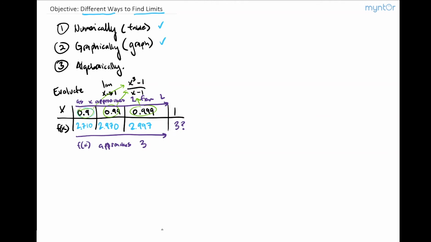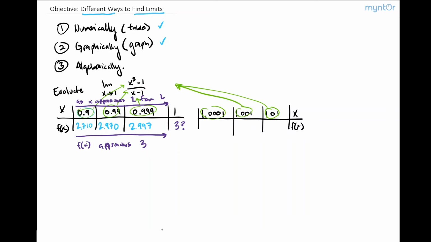And then we'll do the same thing for the other side. So let's go ahead and do that here. I'll have my table. Here's x, here's f of x. And we'll start relatively far away from 1, maybe at 1.01. And then we'll get a little bit closer, maybe 1.001. And then we'll get really close to 1, 1.0001. And just like before, we'll plug each of these values into our original equation here, and we will tabulate what f of x is for each of these values.